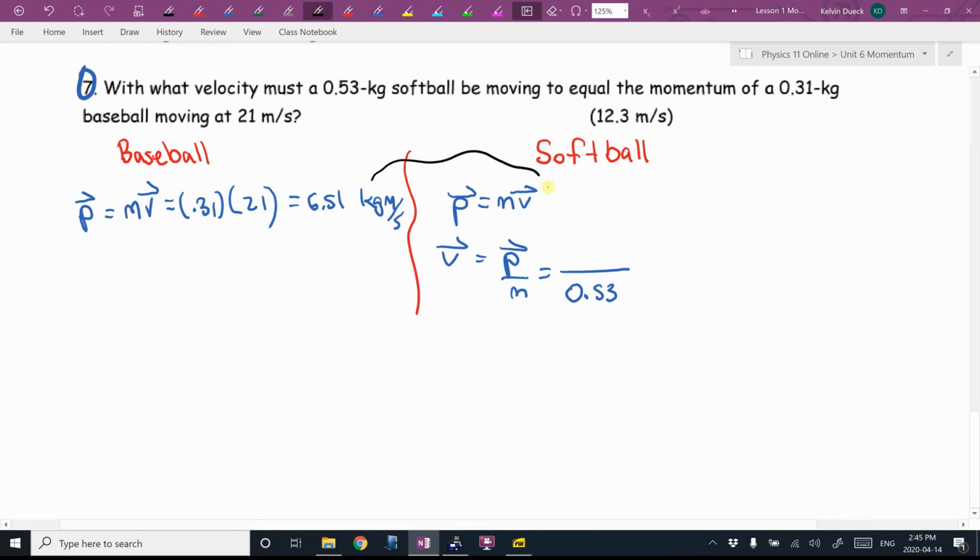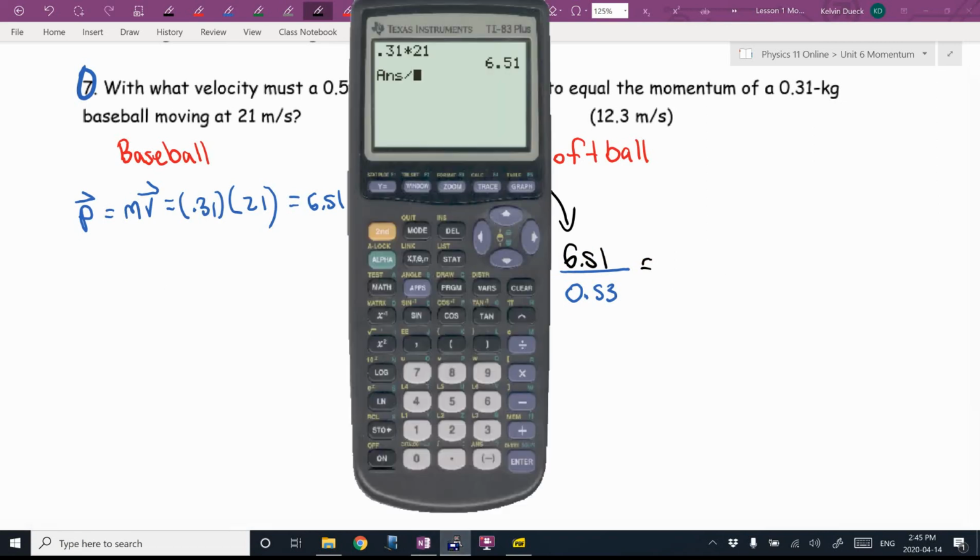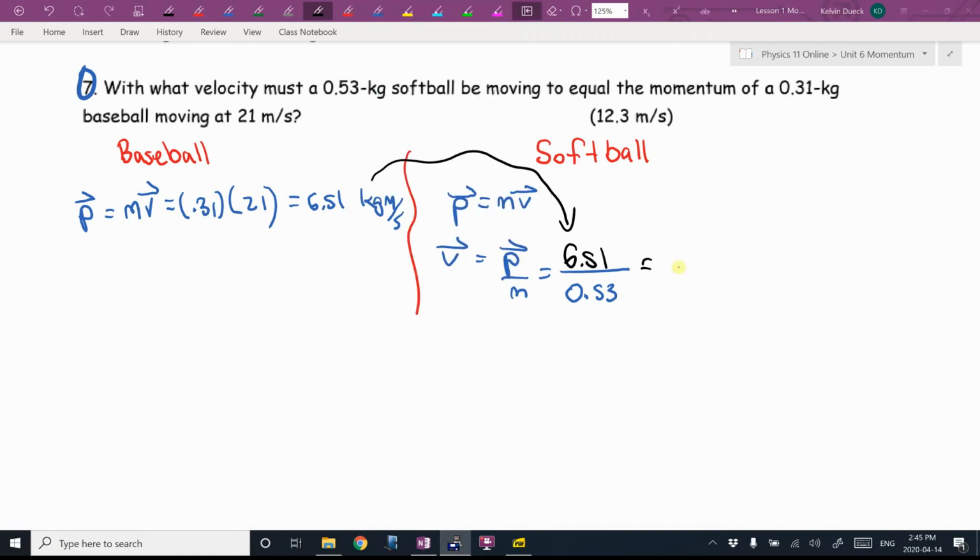So I can put that right there. If I go answer divided by 0.53, the softball needs to be moving at 12.28 or 12.3 meters per second. Really, by the way, I didn't find the velocity. I only found the magnitude. I didn't give you a direction, so that's sloppy writing on my part. Really, what I should say is, what is the magnitude of the velocity? But whatever. I'll fix that for next year.